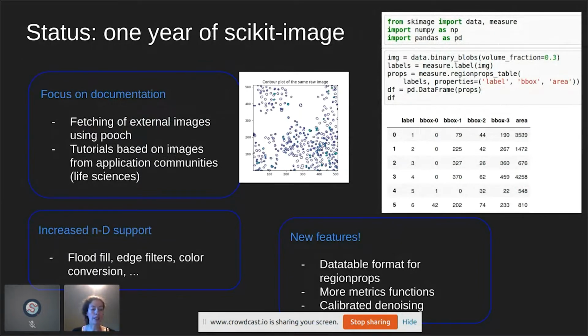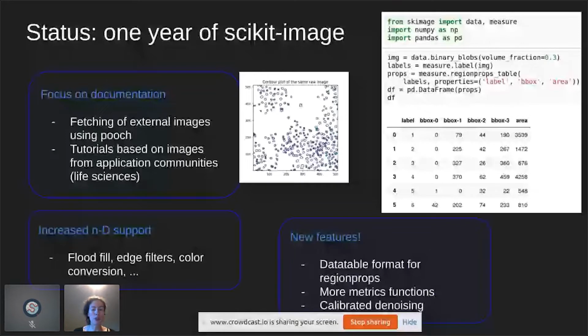We have also added new features, and I've selected here 3 of them. One of our most popular functions is region props from the measure subpackage, which measures the properties of regions in an array of labels, such as the size, bounding box, or eccentricity. And we have introduced an alternative syntax for region props, allowing to return the properties inside a pandas data table for the compatibility with the data frame ecosystem.